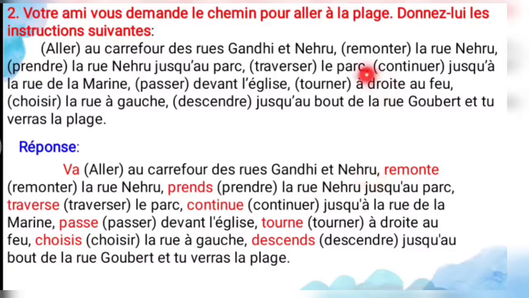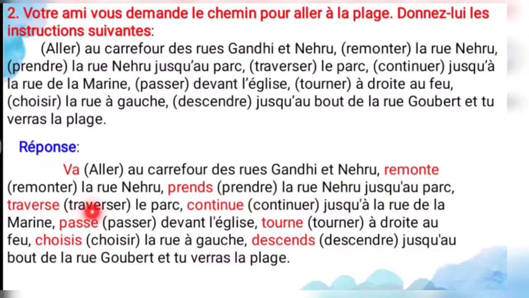And second one is remonter. Remonter means what? To go up. So here remonter verb also ends with ER. So you have to remove the S and write the answer. That is remonte. That is go up. La rue. That is go up the Nehru Street. And next verb is what? Prendre verb. What is the conjugation for prendre verb? Tu subject, prends. So prends la rue Nehru jusqu'au parc. So take the Nehru Street to the park.